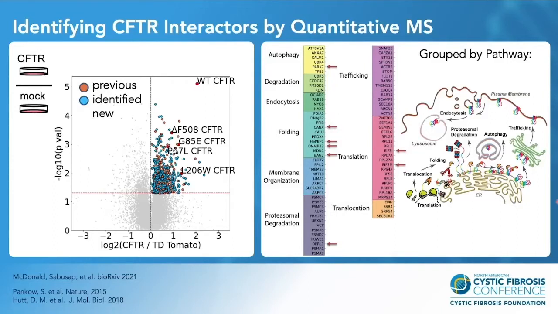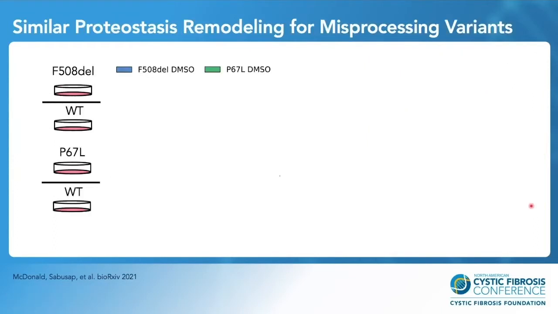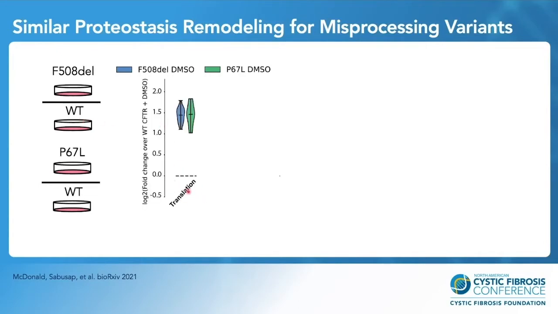Next, we were interested in comparing the P67L interactome to delta F508. For this analysis, we had to normalize the interaction fold changes to wild-type CFTR to provide a common reference point. And then we also aggregated individual protein changes into related pathways, for example, shown here, interactors related to translation.